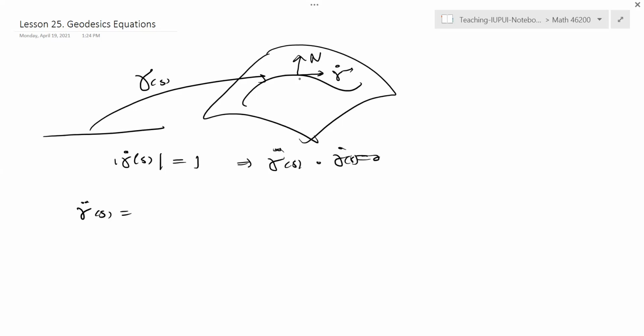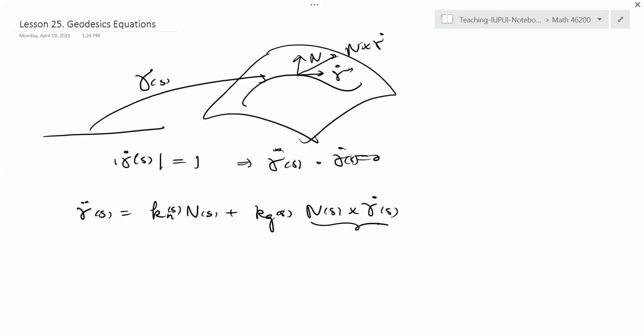Okay, so that means the vector you're going to get, here's another one, n cross gamma dot. It's going to be a linear combination of these two, and that will be kg times n cross gamma dot s. We don't have a new name for that, so just use this notation. This is the geodesic curvature. The curve gamma is called a geodesic.